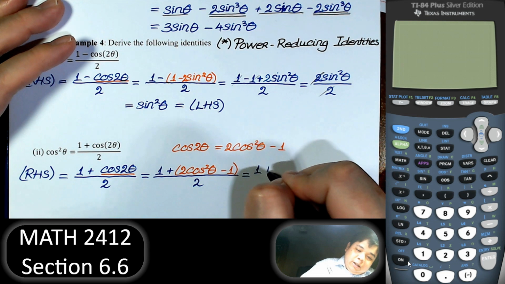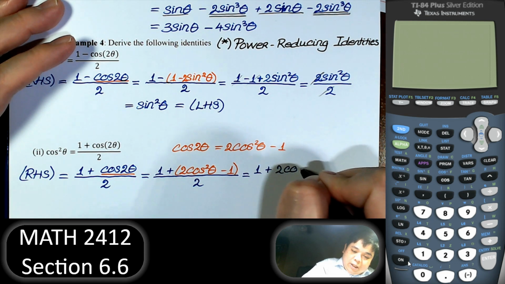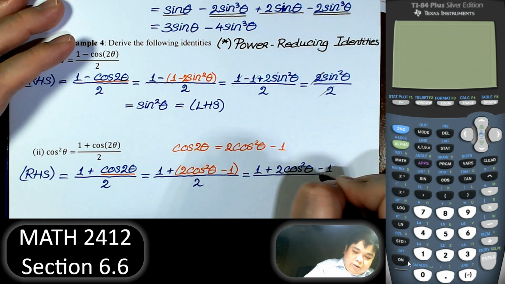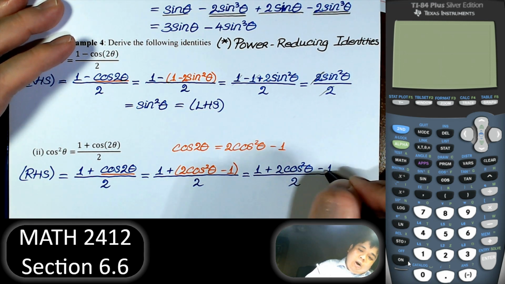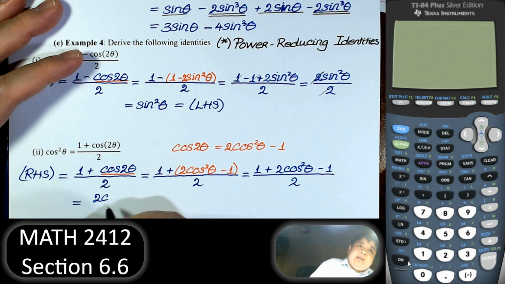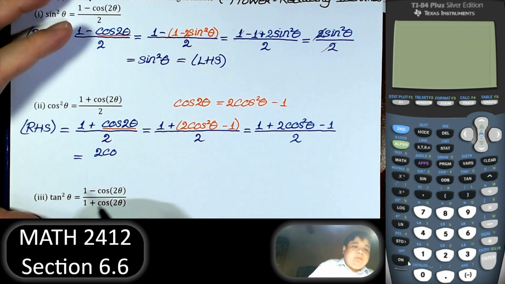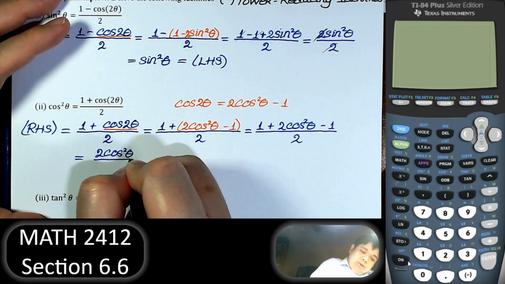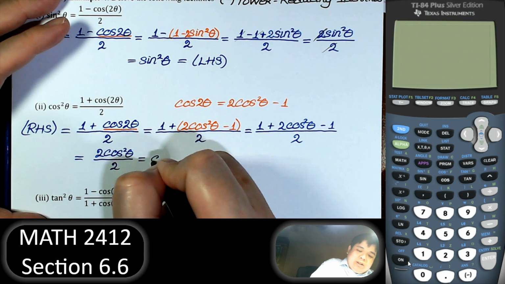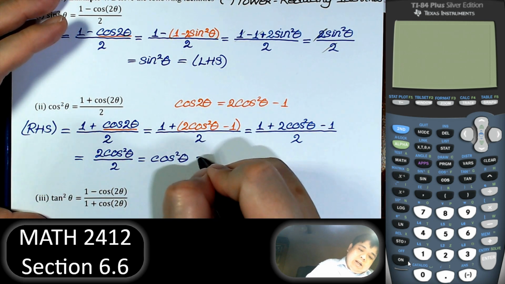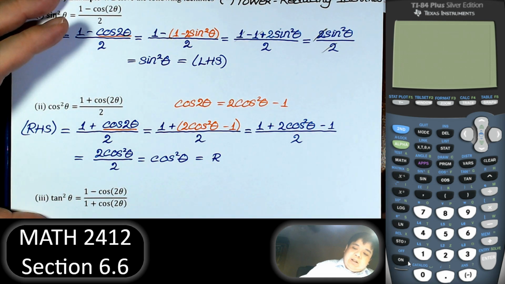So we have 1 plus 2 cosine square minus 1 over 2. 1 and minus 1 cancel out. We have 2 cosine square over 2. The 2 cancel out. We have cosine square, which is equal to the left hand side.